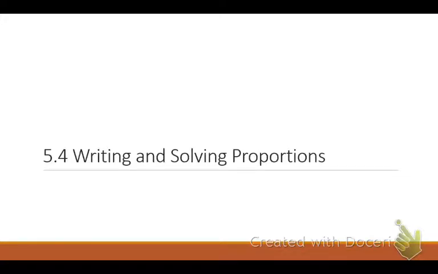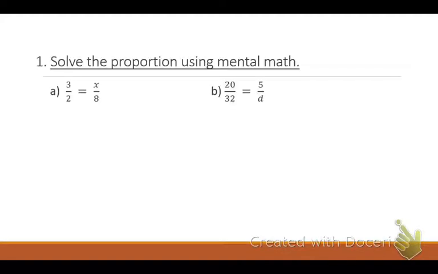We're going to be going over 5.4, writing and solving proportions. This is the last new section that you're going to need to know for your quiz coming up on Monday. Yesterday we talked about how to solve proportions using cross products, okay? So you would multiply by the things that are diagonally across. Today I want to teach you two new methods that you can also use to solve proportions.